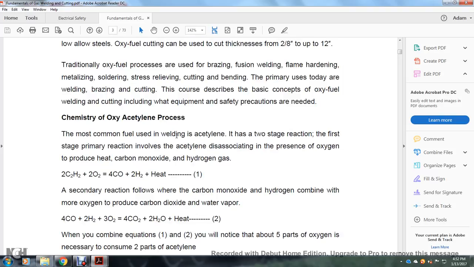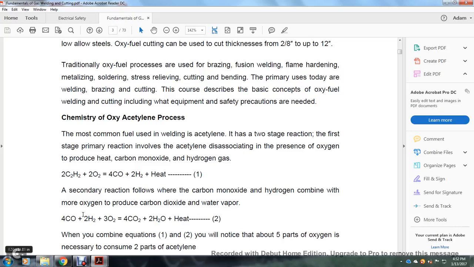Your chemistry, the acetylene process. The most common fuel for welding, acetylene, undergoes a two-stage reaction. The first is the primary reaction, in which acetylene dissociates in the presence of oxygen to produce heat, carbon monoxide, and hydrogen gas. That is 2 C2H2 plus 2 O2 equals 4 CO and 2 H2 plus heat. The secondary reaction follows, with the carbon monoxide and hydrogen combining with oxygen to produce carbon dioxide and water vapor.